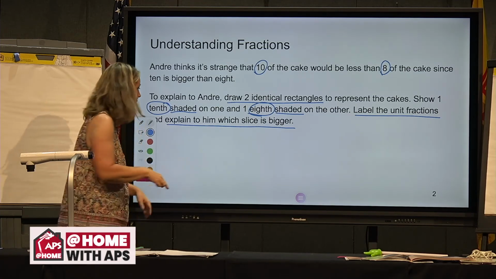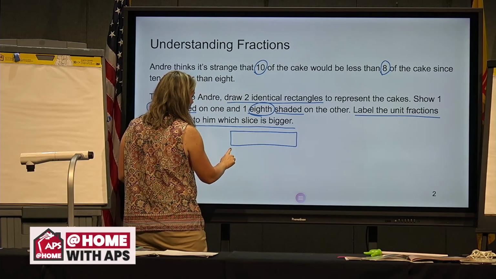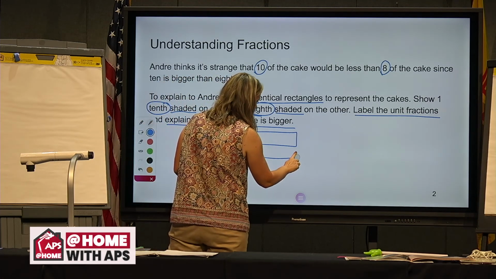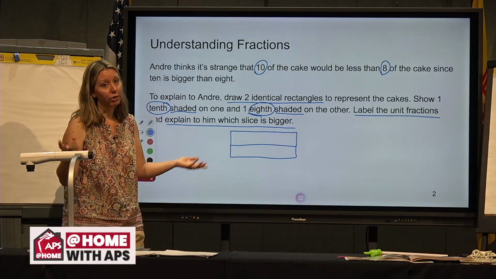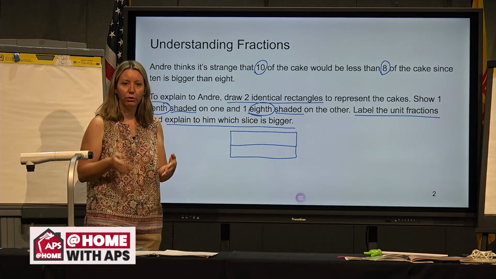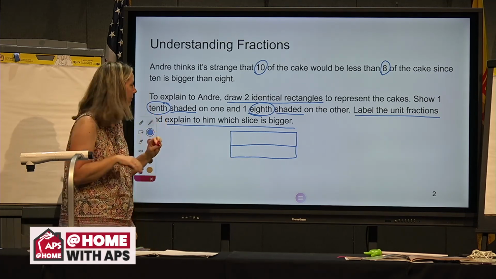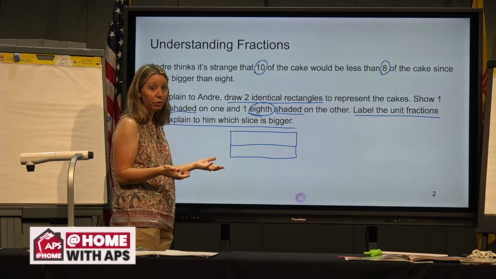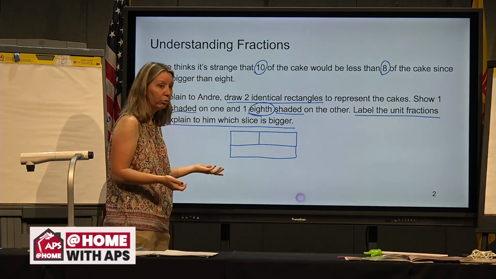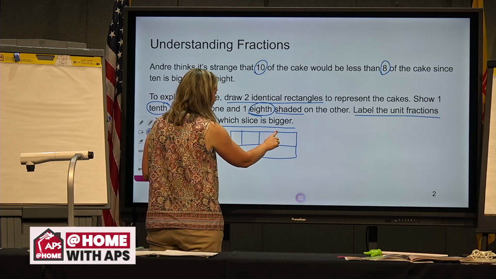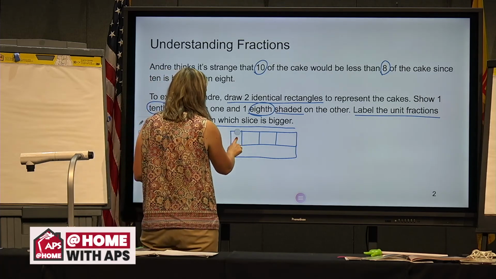Draw two rectangles. So I'm going to draw long, skinny rectangles because it just makes it easier for me. And I draw them right on top of each other because when I'm comparing, it makes my comparison easier. I'm going to start with the eighths because the eighths are easier, and I'm going to use that example of the cake from the book where we had to keep cutting in half, half, half. So we know to get eighths, we can start with a half, and then from a half, we split each piece in half again to get fourths, and then split it in half again to get eighths.